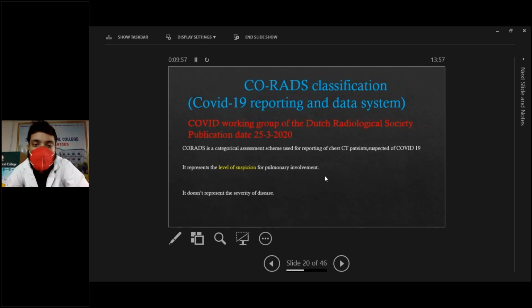So where do we see this CO-RADS? Do we see it on X-ray, or do we see it on CT or ultrasound? It is only when we see that on a non-contrast CT and not a contrast CT. Suppose if we do a contrast CT, it may hinder the interpretation for the ground glass opacities. So a non-contrast CT is done, and then we proceed on to the CO-RADS classification.